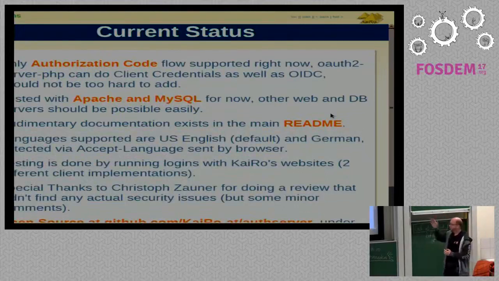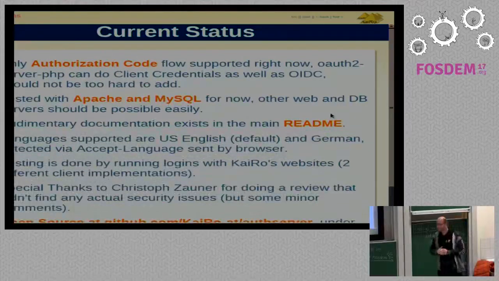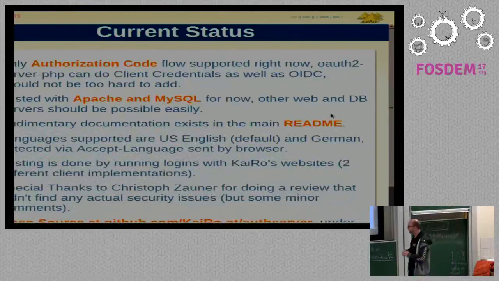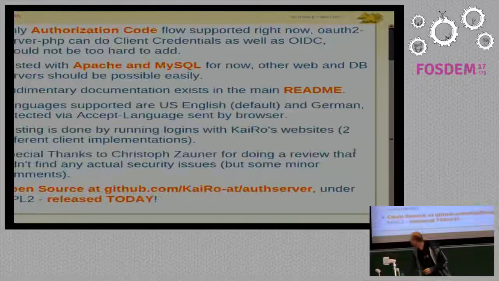There's rudimentary documentation in the main README. It supports US English and German as defined by your browser, because that's the two languages I know of, or that I know how to write in. Testing is right now very rudimentary. It's just I'm trying it with my own document management system, and I'm trying it with a secondary system I'm running that has an independent implementation. I want to give special thanks to Christoph Zauner, who did a review for security issues, and he didn't find any real security issues. He had a few minor comments that few of them still need to address, but most of them was nothing special.